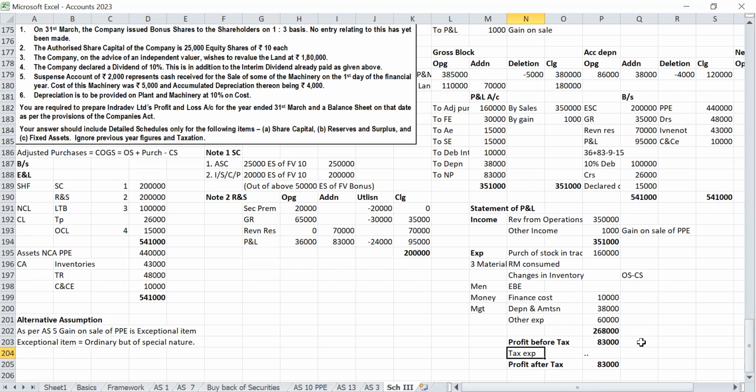But study material, that assumption they have not given. Sometimes you will not include under this profit after tax. Till that you will write. Then you will write exceptional item. Like that you can write. So the 1,000 you can alternatively, instead of including in other income, first compute the profit without this 1,000. Finally, you should add exceptional item 1,000, 83,000. Like that you can bring. That is one alternative assumption. In detail, we will discuss under AS5. Now it is not required because study material answer is restricted to this. This itself is enough for me.